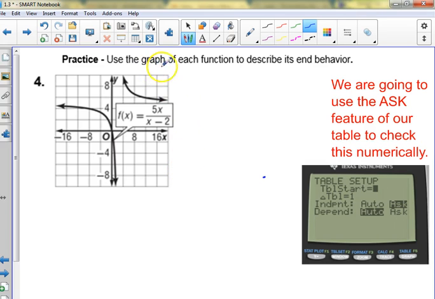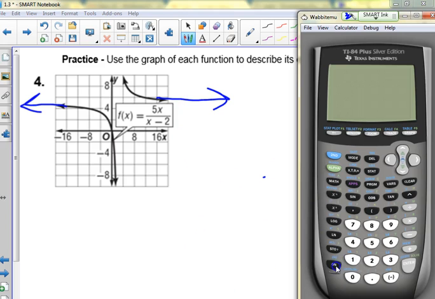All right, use the graph of each function to describe the end behavior. This one is not approaching infinity on the left and the right. Do you see that? As we go off to the left and off to the right, it's approaching a constant. So you can guess by looking at the graph, but we're going to put it into our calculator and use what's called the ask feature.